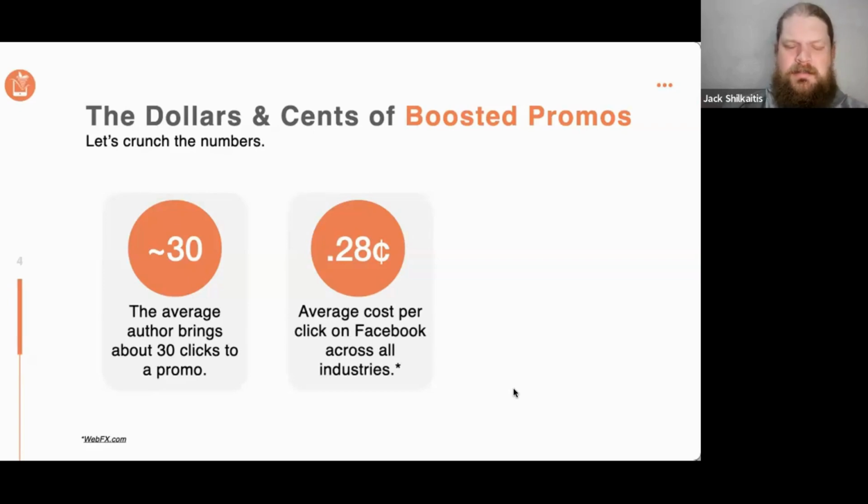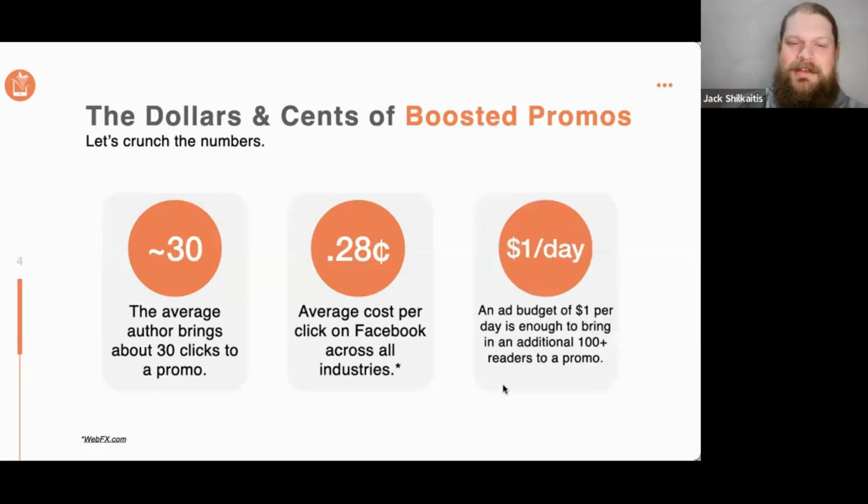But 28 cents is on average what you can expect. And if you get less than that, hey, you're above average. Or below average, and below average in this case would be better. We don't typically think of it that way, but anyway, $1 a day for an ad budget is as low as you can go in some cases on Facebook. But even $1 a day, what I'm trying to get across here is it can bring an additional 100 readers to a promo.